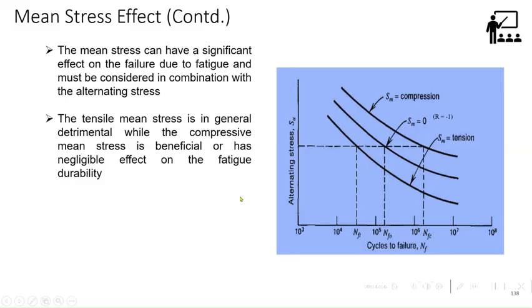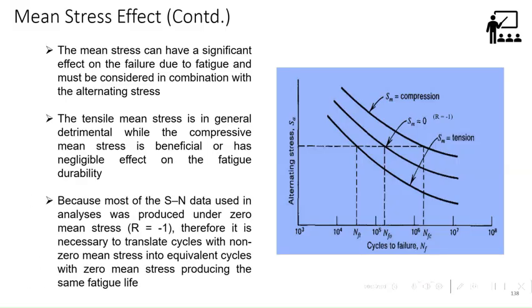Tensile mean stress is in general detrimental, while compressive mean stress is beneficial or has a negligible effect on fatigue durability. And because most of the SN data used in analysis was produced under zero mean stress, it is necessary to translate cycles with non-zero mean stress into equivalent cycles with zero mean stress. I will explain that down the line.